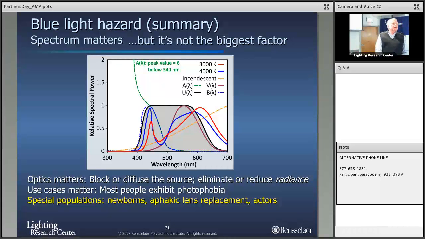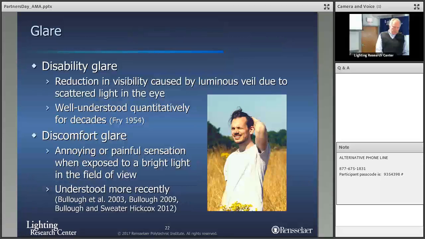And I should add to this, industry scientists working in LEDs that spend a lot of time looking at them while they're operating is another case where this could indeed be a significant issue. But use cases do matter. Now let's talk about glare.